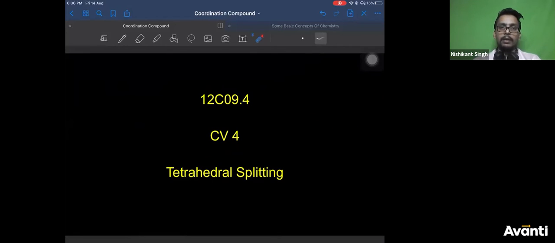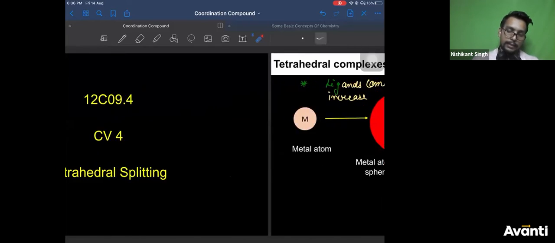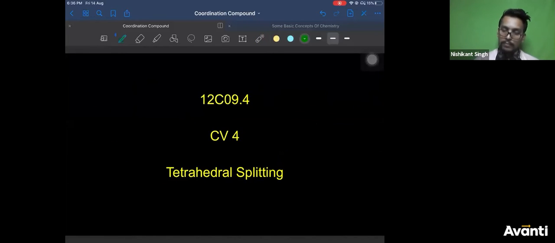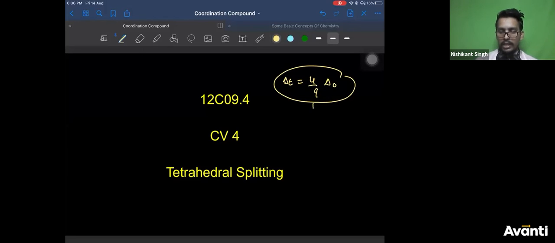How is delta T equal to 4/9 delta O? Yes, Chandan, very good. Right now, since we have a time crunch, Chandan has asked why delta T is equal to 4/9 delta O. It's a good question, Chandan. There is a derivation for it. Not derivation, arrival for it.